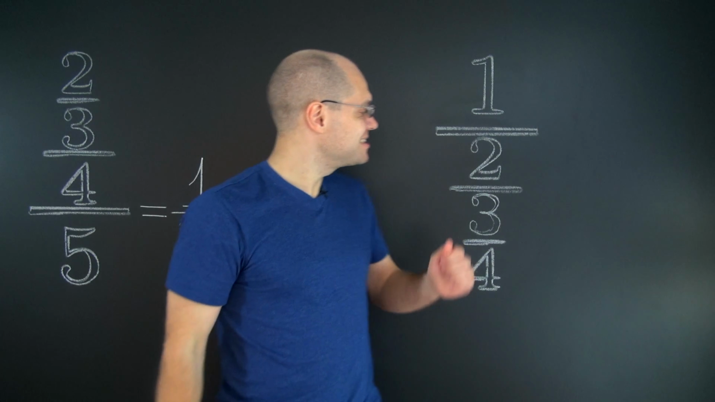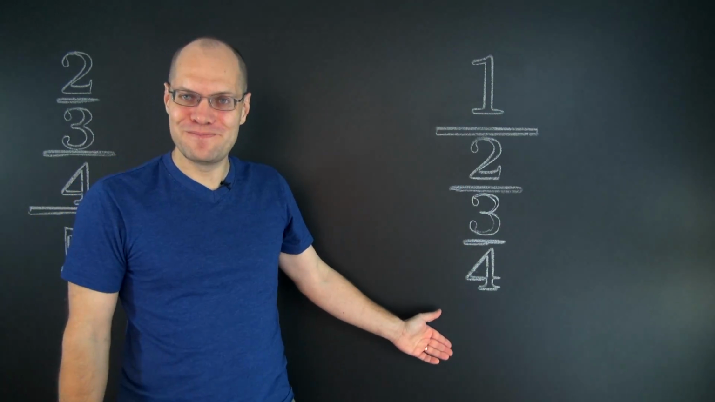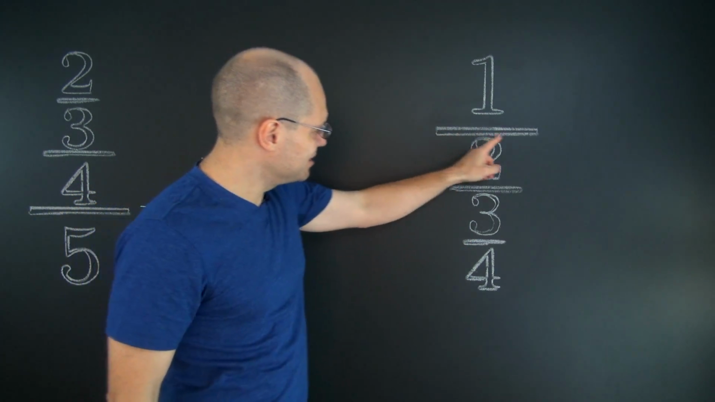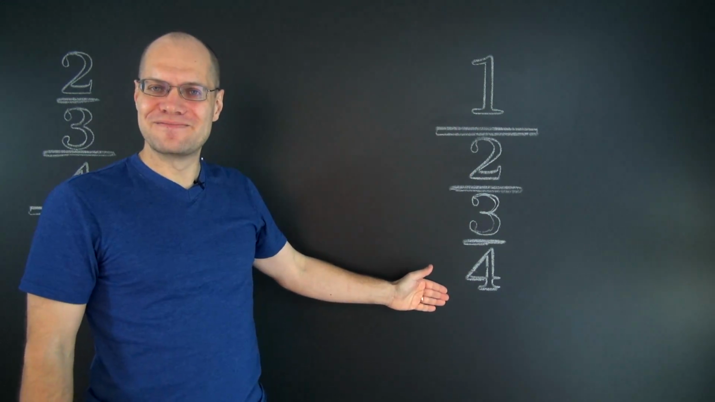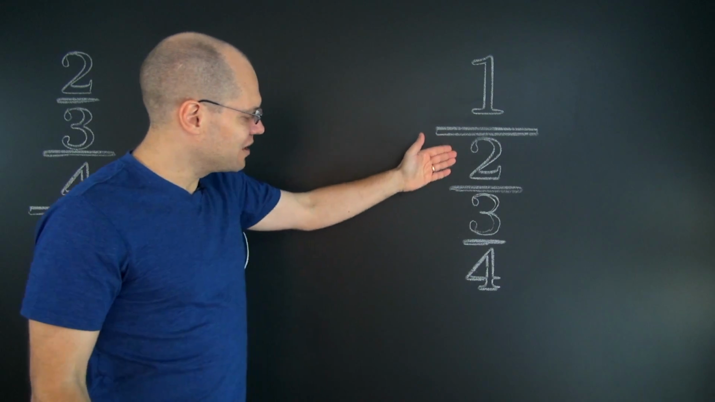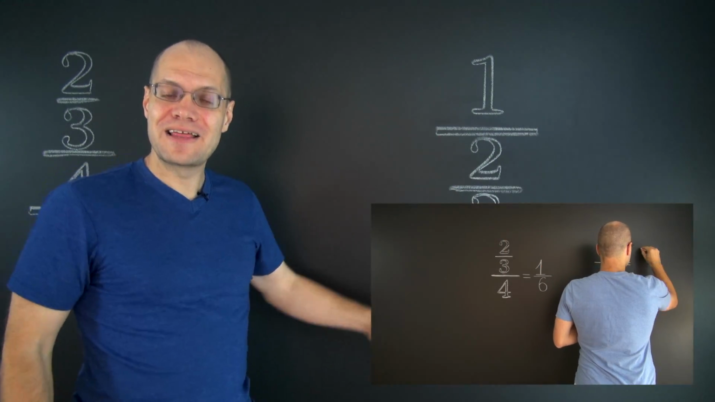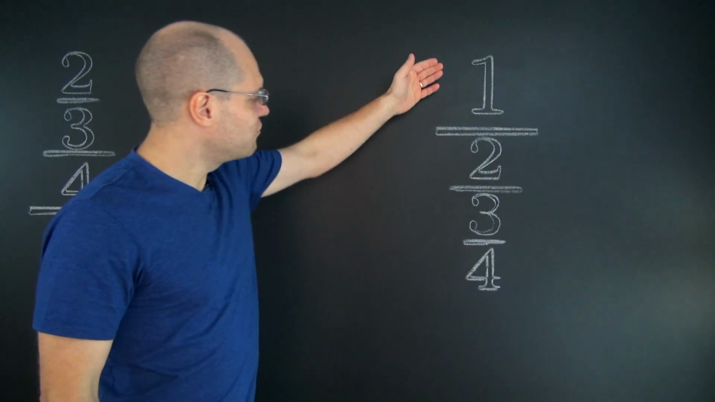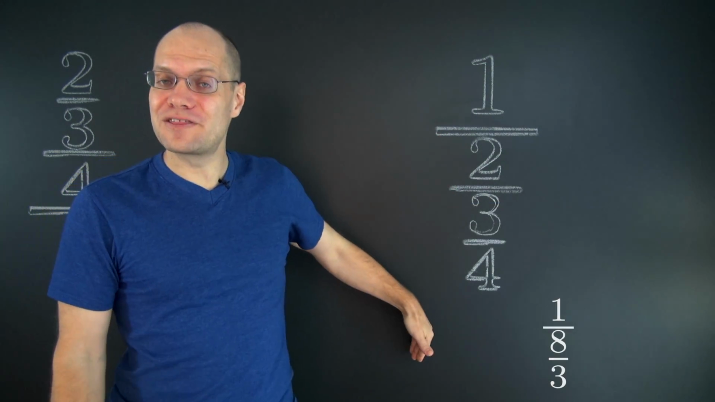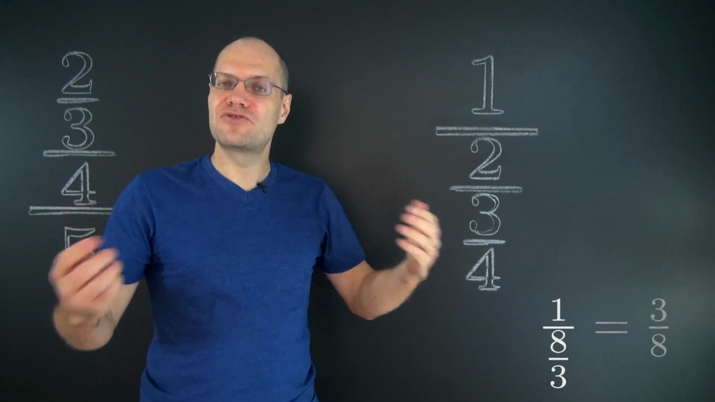All right, let's now turn our attention to this problem, where we have, because this bar is the widest, 1 over this fraction. And once again, we have worked out this fraction before, and the answer was 8 over 3. So here, we have 1 over 8 over 3. And the answer is 3/8.